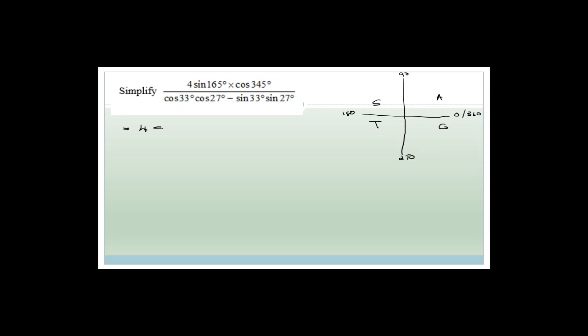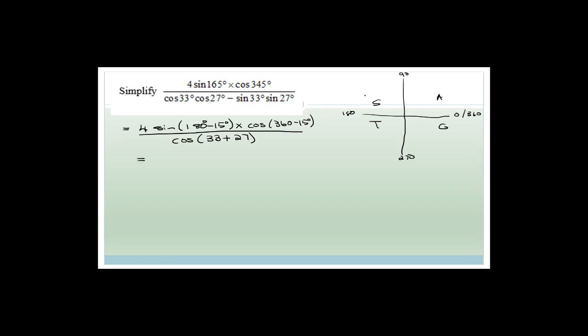So this is becoming 4 sine. Can you agree that's the same as 180 minus 15 degrees? This cos of 345 is the same as cos of 360 minus 15 degrees all over cos 33 cos 27 minus sine 33 sine 27. And I'm hoping you realize that that's a cos cos sine sine with a minus between it, which means it's the same as cos of 33 plus 27. Okay, so what do we have?